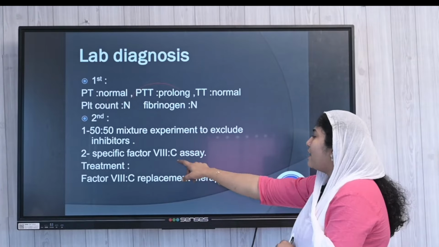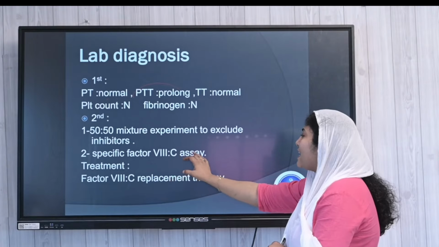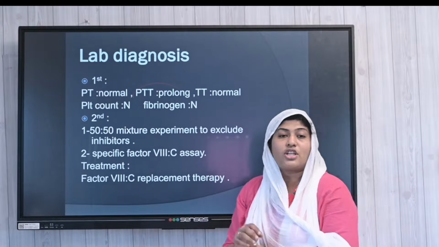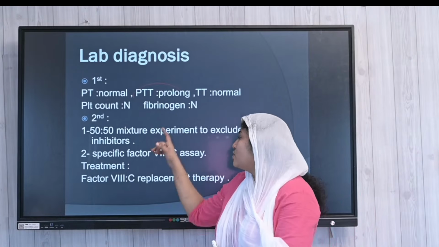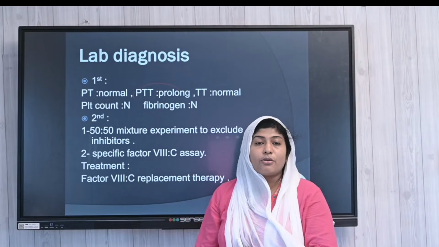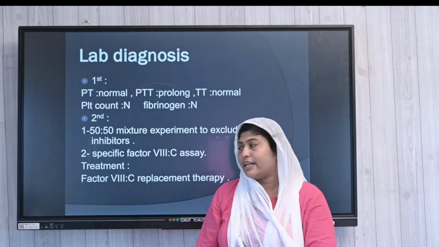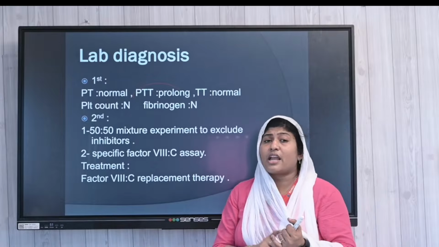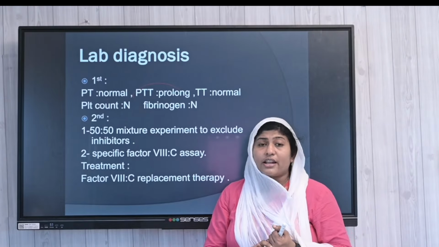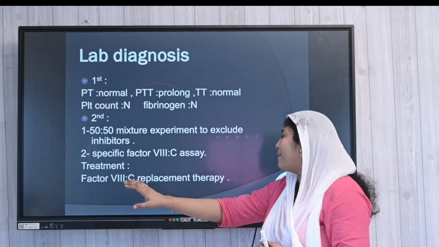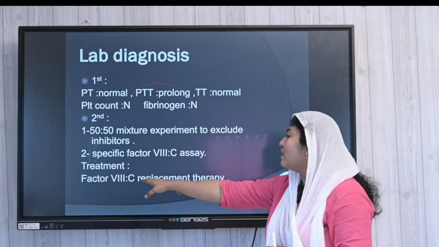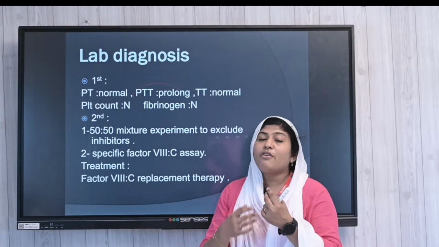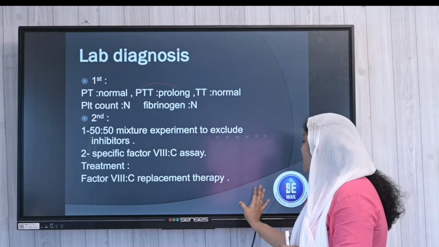Then another test is the factor 8 assay. So, we are checking the specific deficiency of factor number 8 by assay also. With all of these tests we can confirm that the patient has a hemophilia condition. Then the treatment of choice. See, for the treatment, we can give the patient cryoprecipitate or FFP, but the best one is replacing factor 8. If a patient has factor 8 deficiency and we replace it with factor 8, we can resolve the problem.